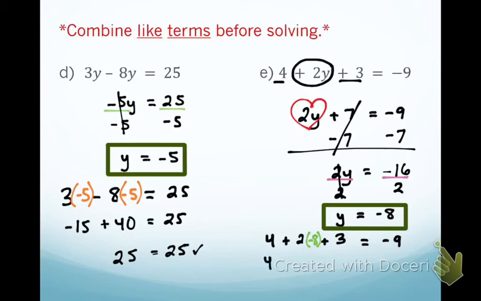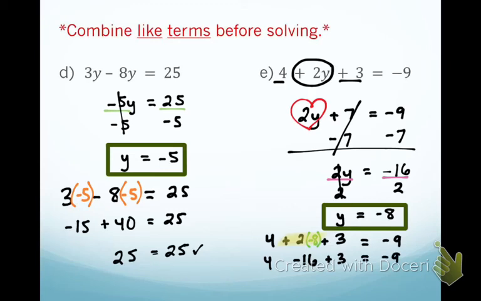Okay, so bring down the 4. Everybody, let's focus on this right here. We are going to add, what is 2 times negative 8, class? Negative 16. We don't really love having double signs, plus, minus, side by side, so which one can I eliminate? I can get rid of the plus sign, so I'm just going to erase it. And then I'll bring down plus 3 equals negative 9.